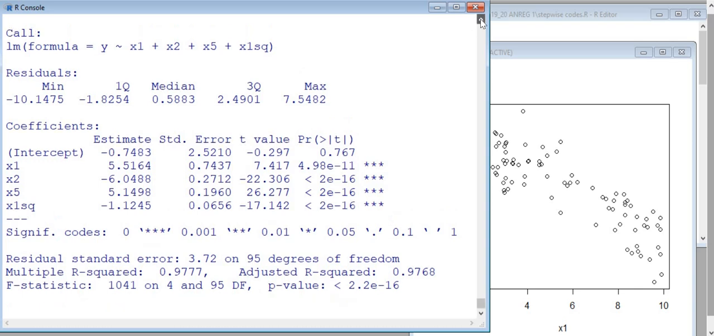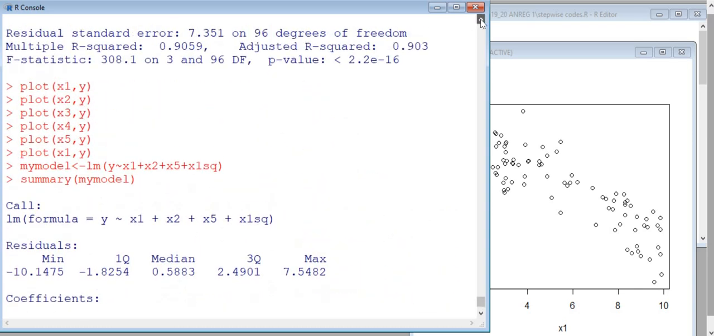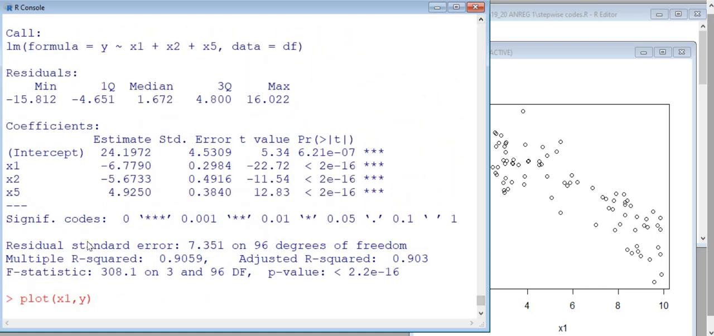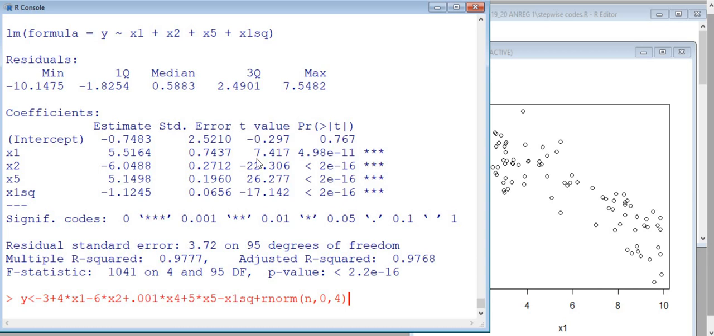Moreover, if you look at the result from the stepwise, you get an r squared of 90.59 and an adjusted r squared of 90.3%. While when we add the quadratic term here, it becomes around 98%. So it really shows that x1 squared should be included in the model, and that cannot be detected by just the stepwise procedure.